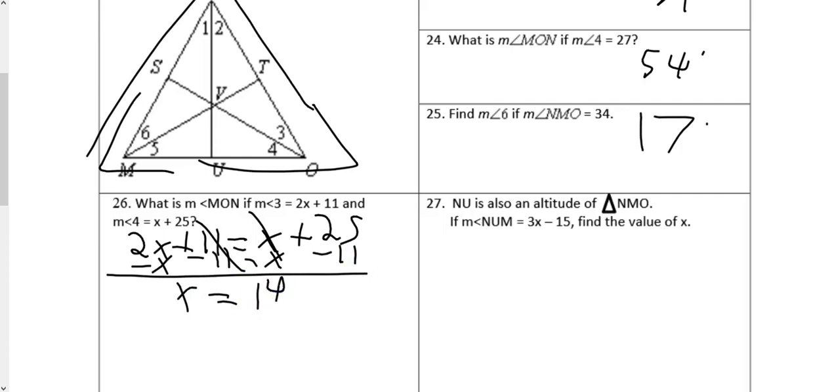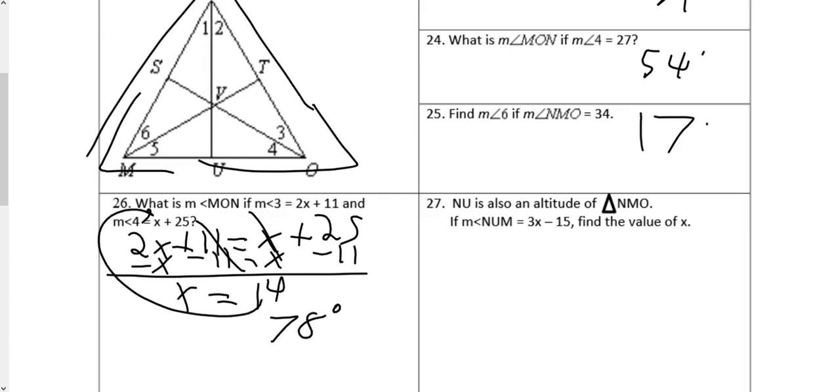Is that what it asked for? No. It said, what's the measure of MON? So we have to plug 14 in right there. 14 plus 25 is 39. But that is only angle 4. Remember, 3 and 4 are equal, so we double it. So 39 times 2 is 78 degrees.